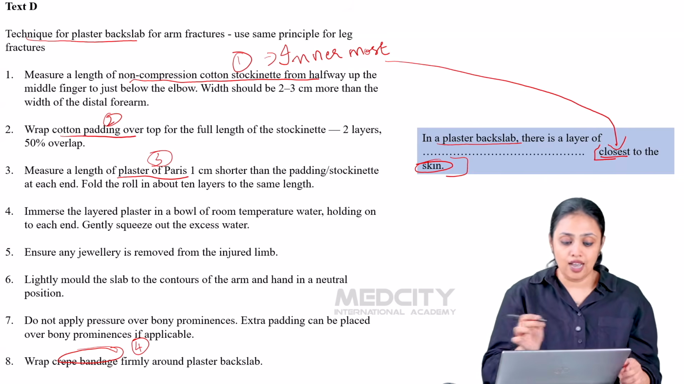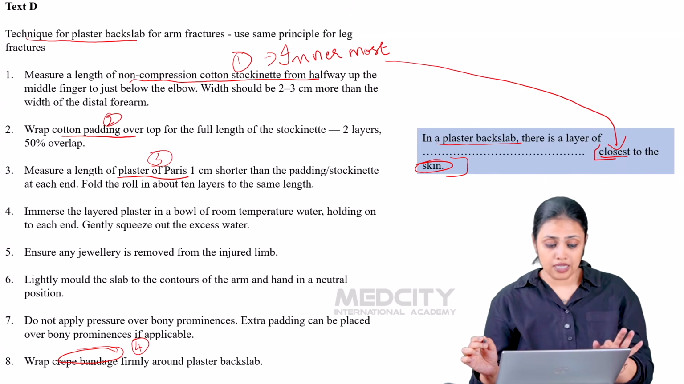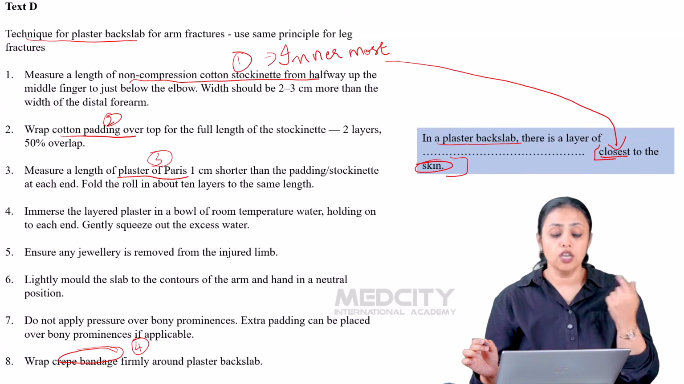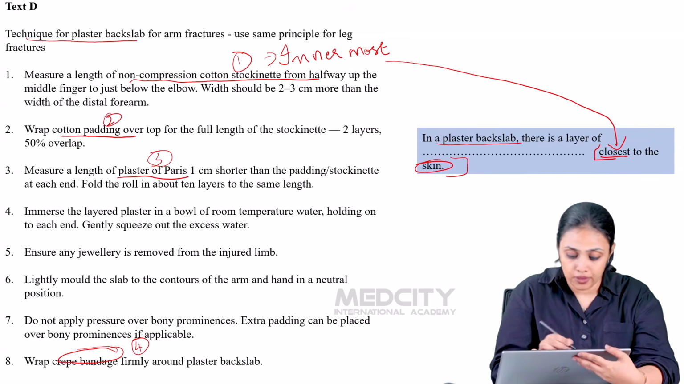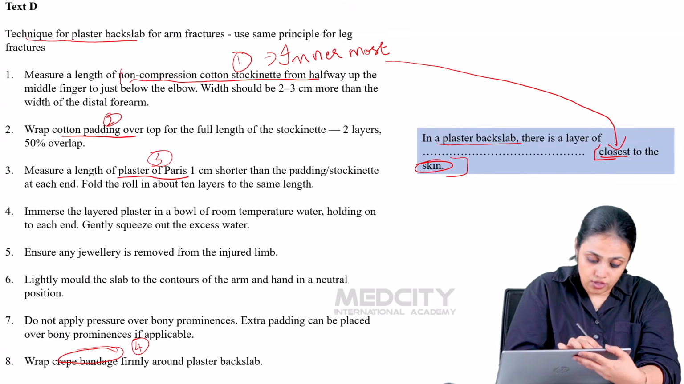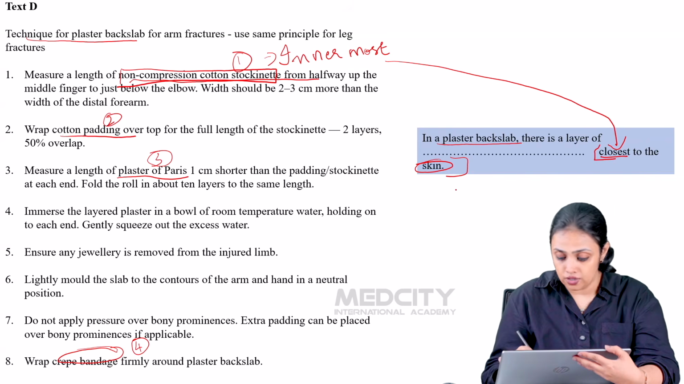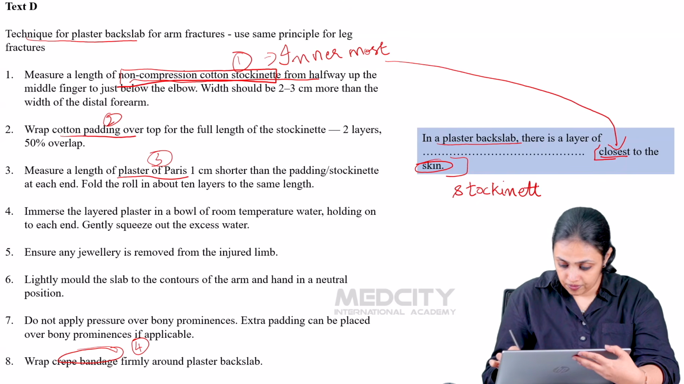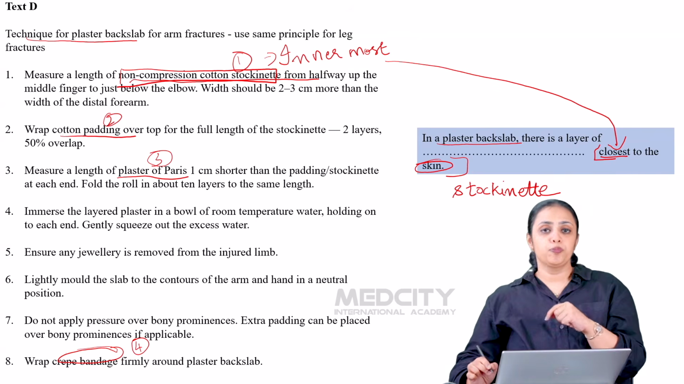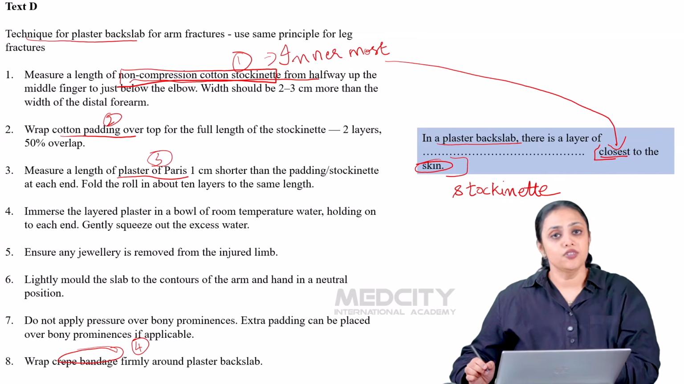So for that reason, the answer is cotton. Either you can say non-compression cotton stockinette or cotton stockinette, or simply you can say stockinette. So this is the answer: non-compression cotton stockinette, or you can say stockinette. Okay, I hope you understood how we came at the right answer.